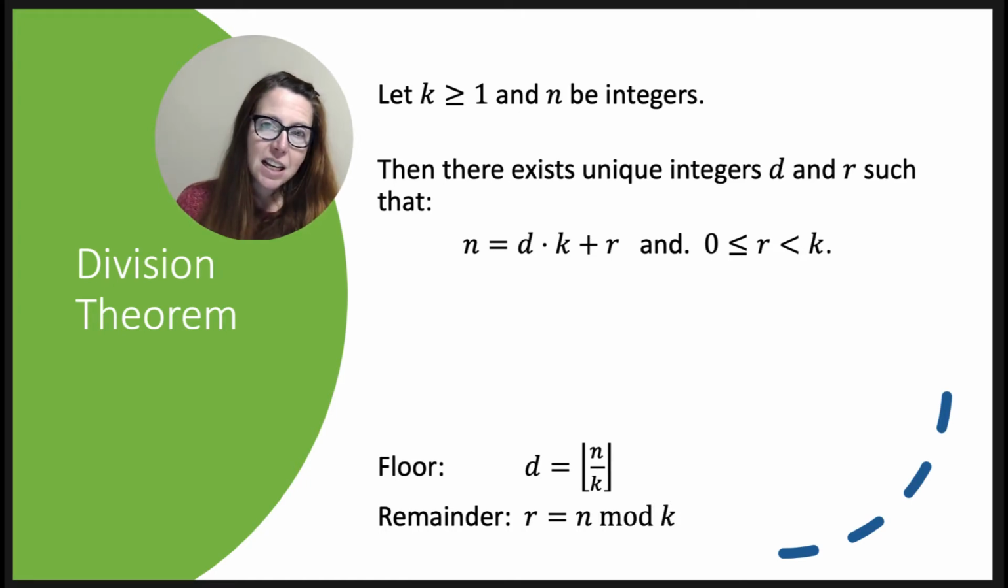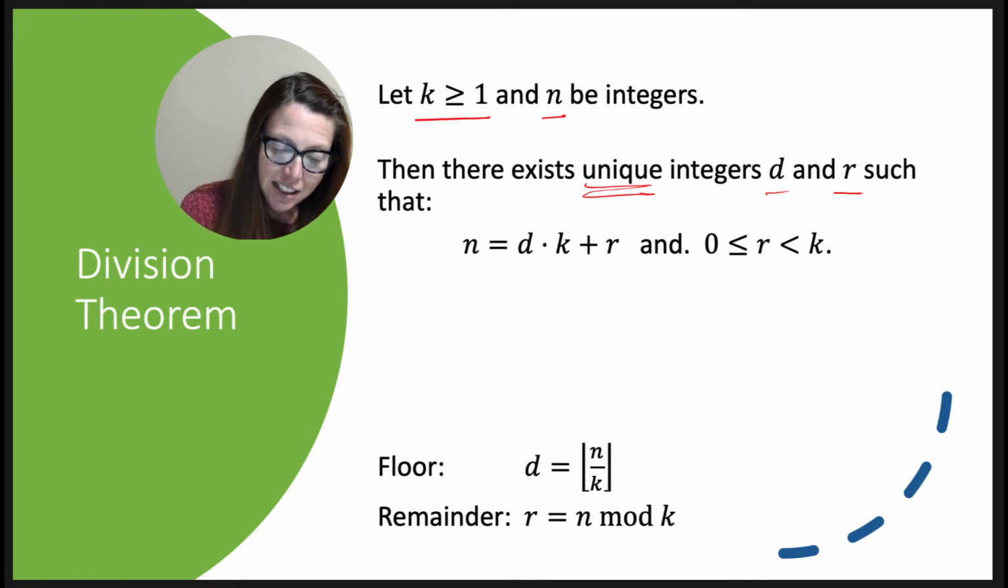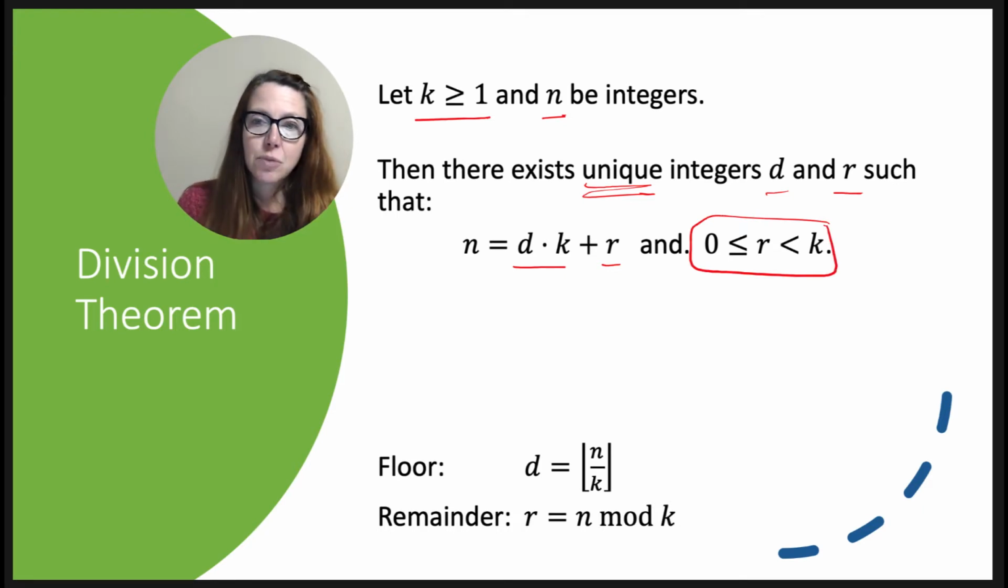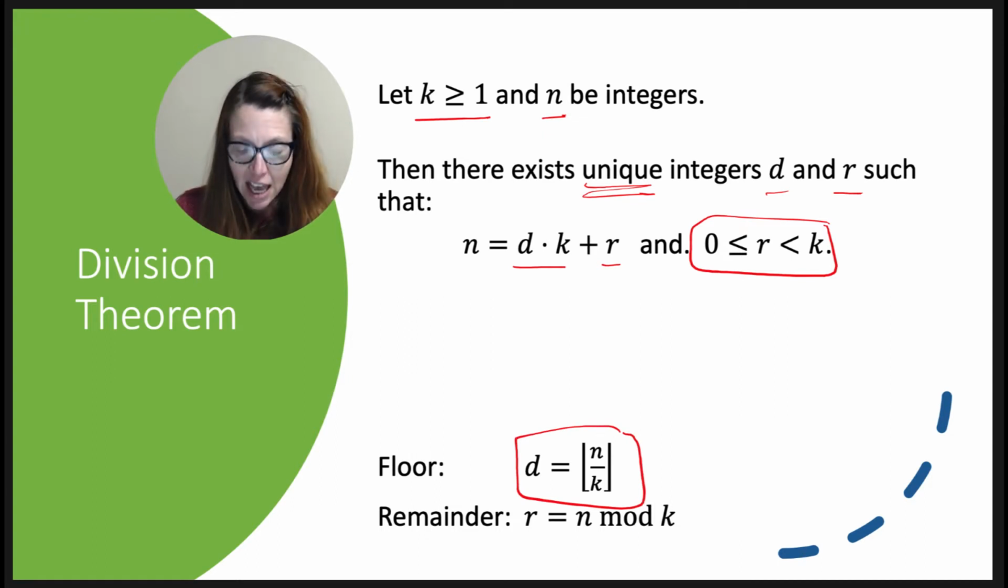The division theorem says that if we have an integer n and a positive integer k, then there are unique integers d and r such that we can represent n as d times k plus r, where r is specifically greater than or equal to 0 and less than k. And in fact, we know further, and we've looked at in the past, that d is the floor of n over k and r is n mod k. And you remind yourself that n mod k is the remainder when you take n and divide it by k.